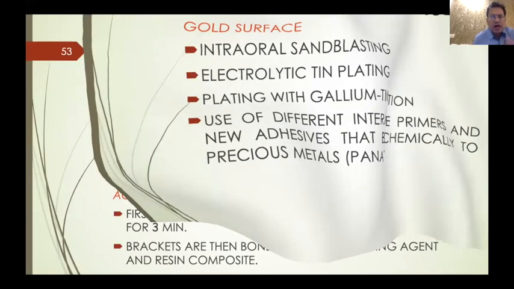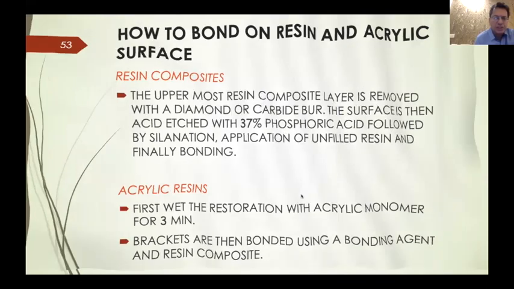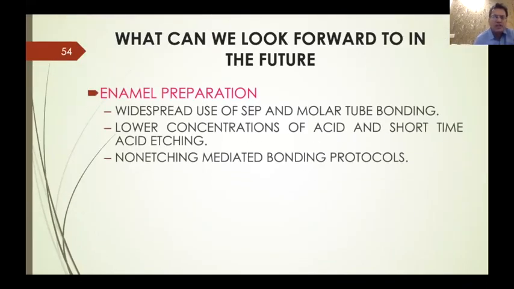Also, how to bond resins and acrylic surface? Very simple. You roughen the surface with a diamond burr, apply phosphoric acid, and you are able to bond by using silanation. And first, for acrylic resins, wet it with an acrylic monomer, and the brackets are bonded with the bonding agent. Now, just the last 1 or 2 slides talking about what is the step forward.